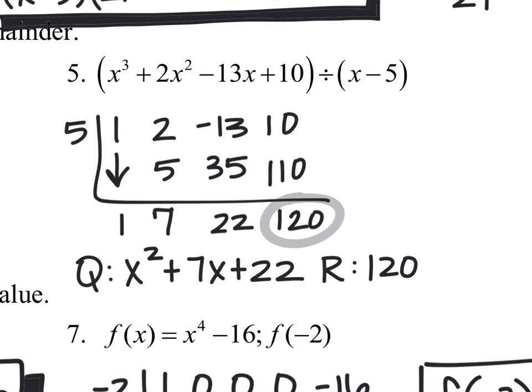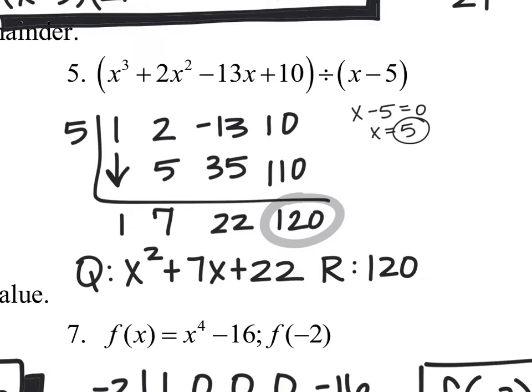Number 5, similar problem. Cubic, quadratic, linear, constant, all numbers accounted for. Just put those coefficients right in there. Put the opposite of this number out here. The reason that we do the opposite is because we are trying to find out if x minus 5 is a factor. So if x minus 5 equals 0, then x equals 5. So that's the number that we put on the outside of the synthetic division.